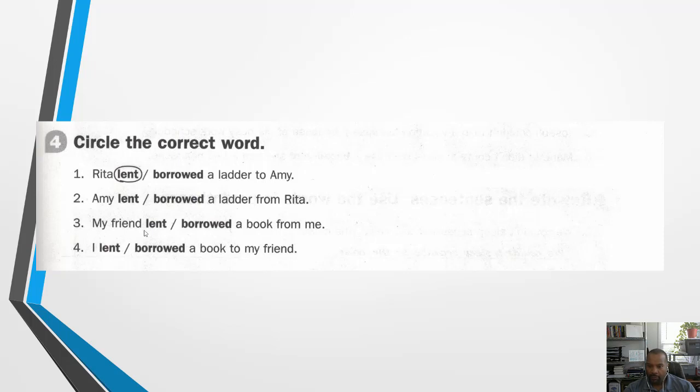Number 3. My friend either lent or borrowed a book from me. If it's my friend and they're asking for the book, the direction is going in the borrowed direction. So my friend borrowed a book from me. I blank, either it's lent or borrowed a book to my friend, right? So this is the opposite of this one. So I lent a book to my friend.